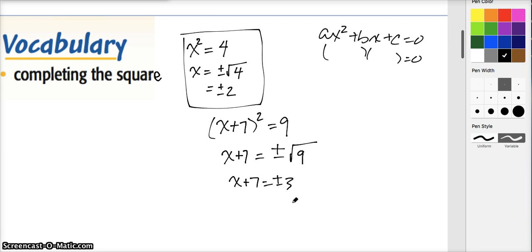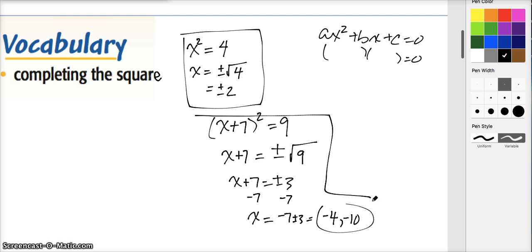I'm not done yet because I need to actually answer this because I want to know what x is. I'm going to subtract 7 from both sides, and I get that x is equal to negative 7 plus or minus 3, and that means my answers are negative 7 plus 3 is negative 4, and negative 7 minus 3 is negative 10. So this is another way of solving quadratic equations. The beauty of this way, being able to have a perfect square on one side and a constant on the other, which is our goal with completing the square, is we get to solve problems that are going to factor out nicely, like this would have factored, and some that won't.